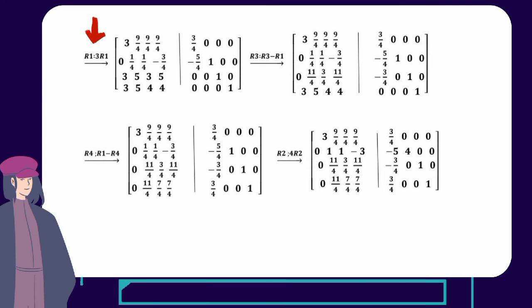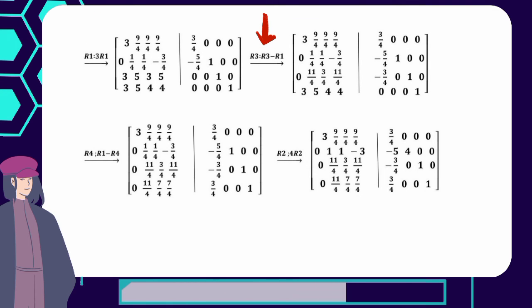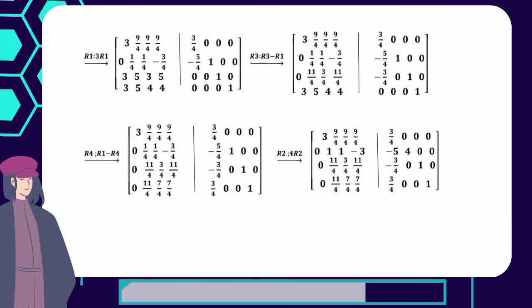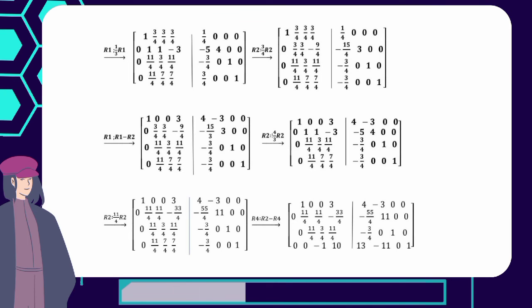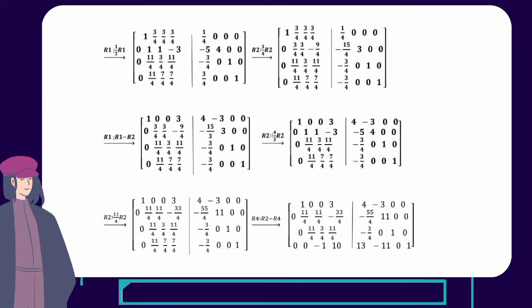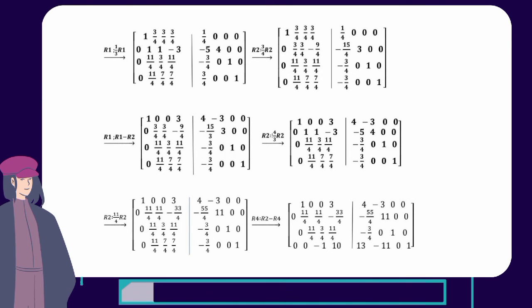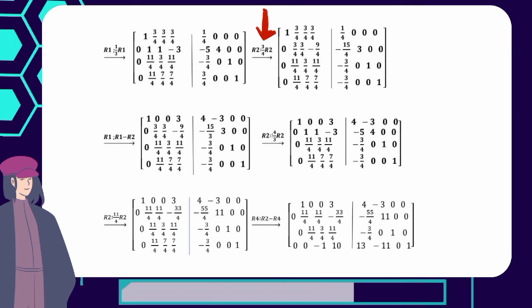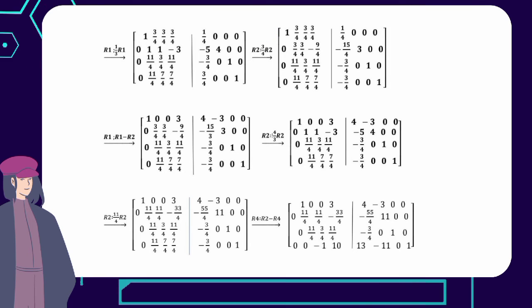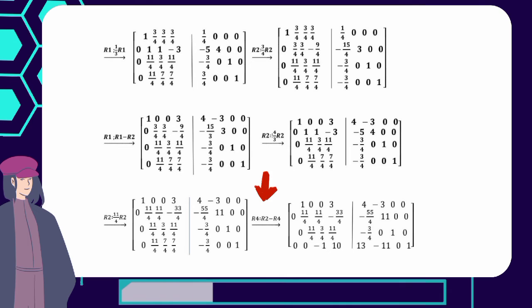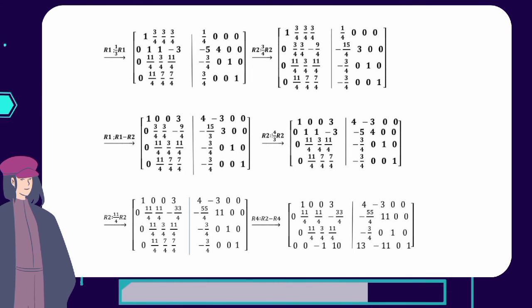Multiply the first row by 3. Then subtract the first row from the third row and from the fourth row and restore it. Make the pivot in the second column by dividing the second row by 1 over 4. Next, multiply the second row by 3 over 4. Subtract the second row from the first row and restore it. Then multiply the second row by 11 over 4 and subtract the second row from the third row. Subtract the second row from the fourth row and restore it.